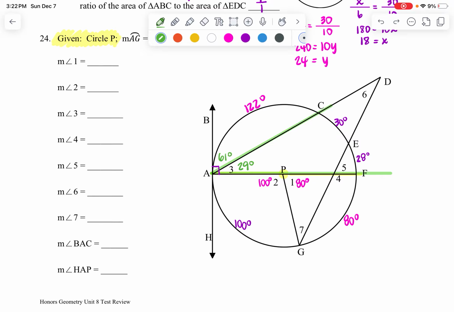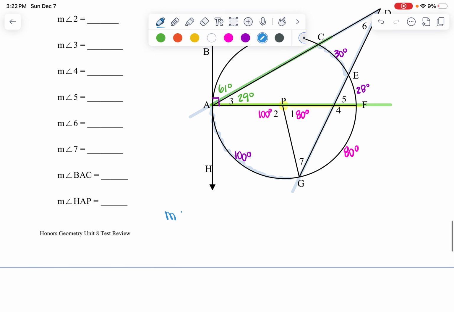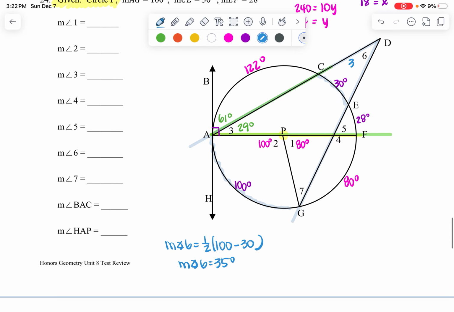All right, let's see. The next angle that I'm going to gravitate towards is going to be this angle 6 over here because it is an outside angle, which means it is half the difference of its two intercepted arcs, right? And I have the measure of its two intercepted arcs. So let's see, down here, I'm going to do a little measure of angle 6 is half the difference of 100 minus 30. Well, that's going to give me half of 70. So the measure of angle 6 is 35. And I know I haven't written any of these in, but I will in a second.